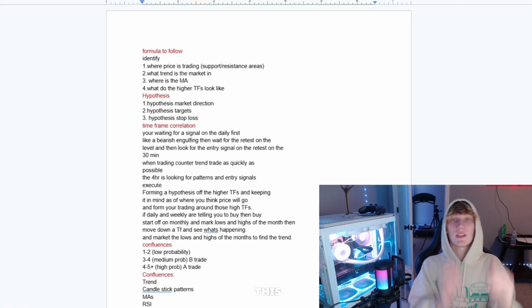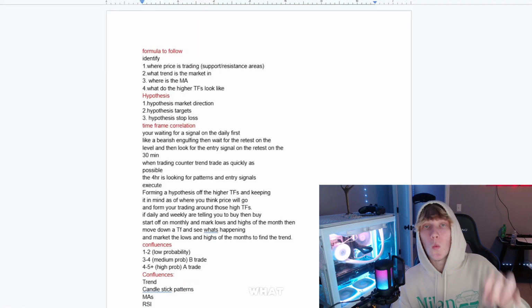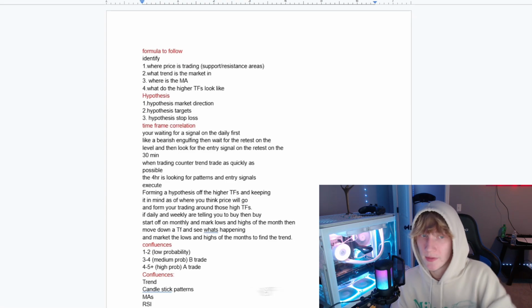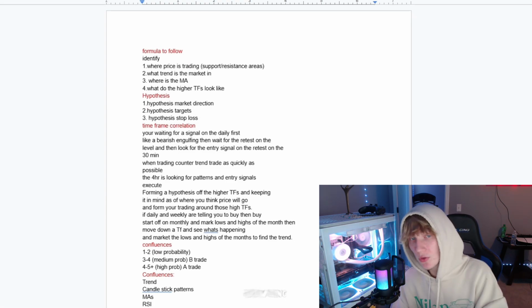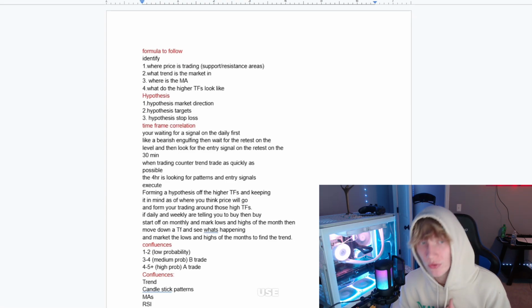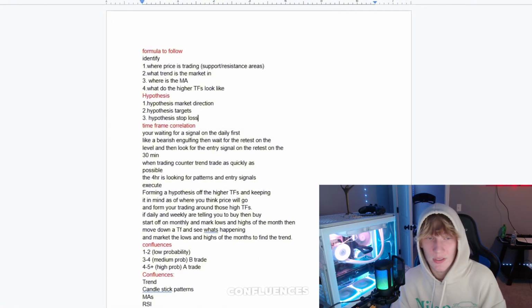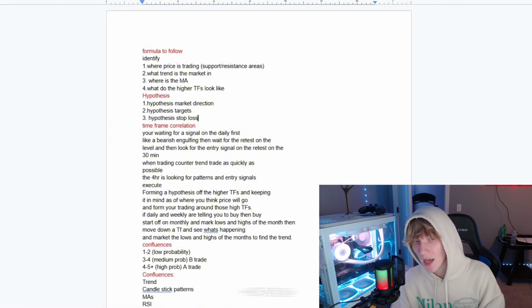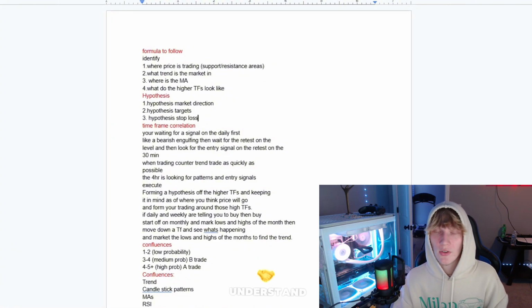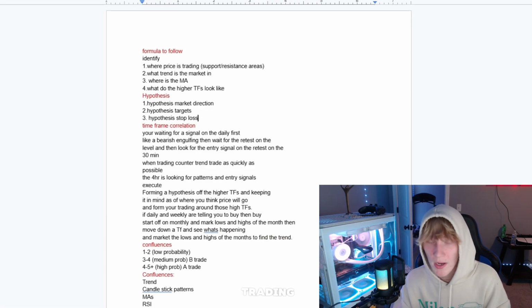So let me just quickly show you an example. You're going to figure this out as time goes on, what works better for you and what doesn't. So I'm giving you an example of what I use as confluences in trading. Like I said, everybody's confluences are going to be different. You have to understand that just by simply trading more.